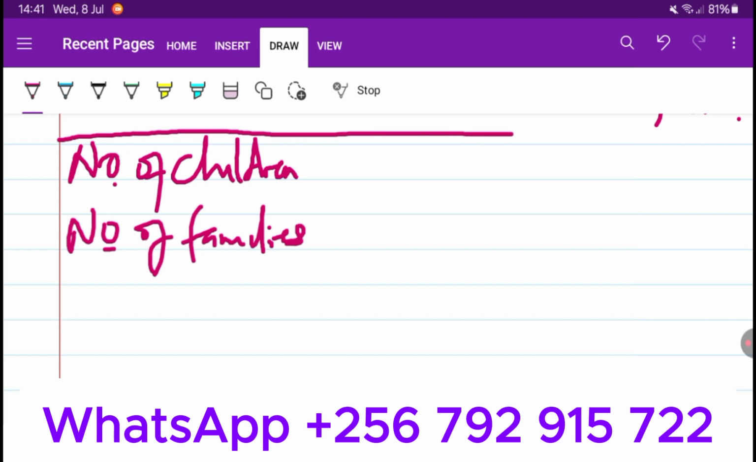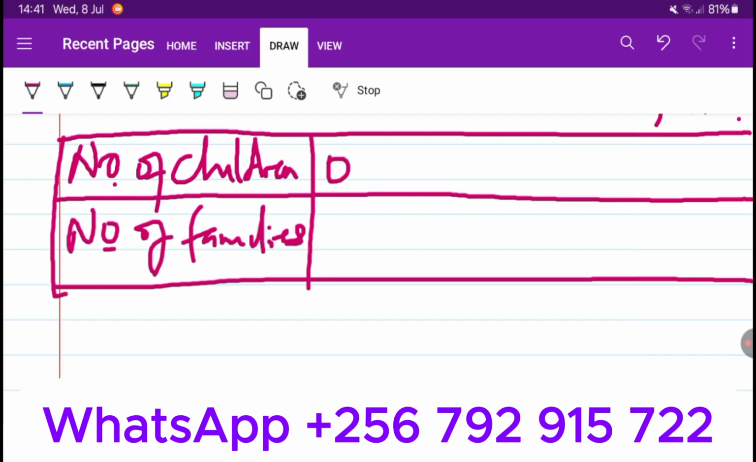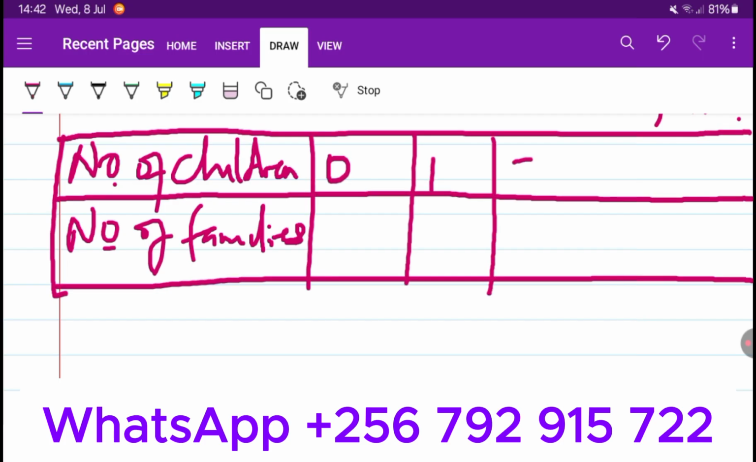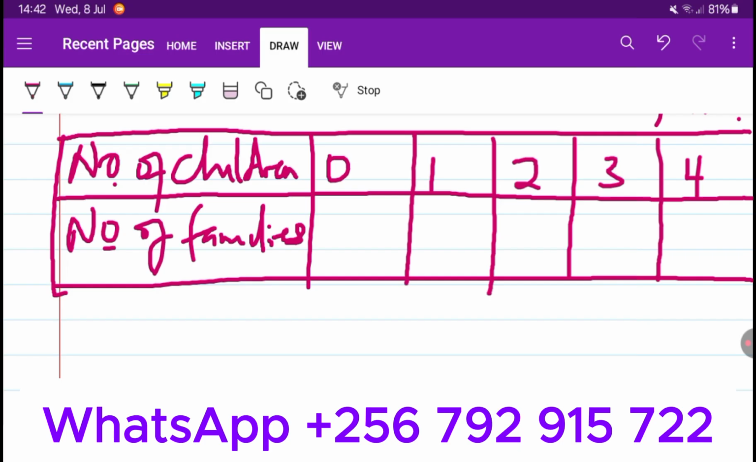So we are focusing on students. It is the families that are going to work as frequencies. So we have 0, 1, 2, 3, and then 4. We are looking at the number of students who go to school.